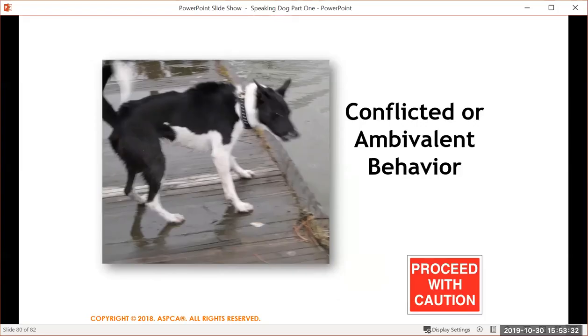And the last thing I wanted to mention is the concept of conflicted or ambivalent behavior. Often you get a whole bunch of mixed messages, and it's hard to know how to interpret it because there's so much going on. This dog is showing a lot of mixed signals. His weight is leaning away, his head is down, his ears are back, but his tail is upright. I should say his body is leaning away, but it's also leaning forward. He could go forward or he could retreat. He's really in that mixed state.